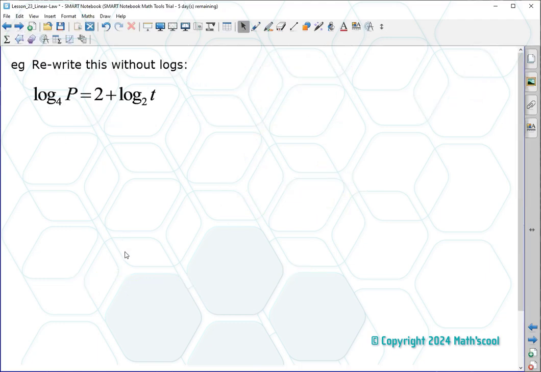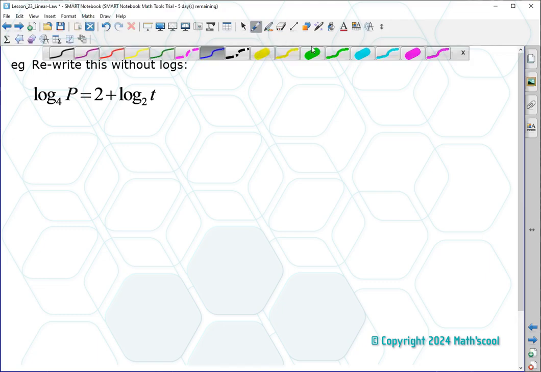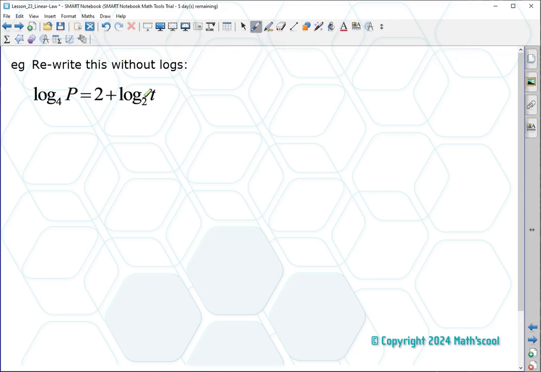Okay, what's the problem here? I'm going to ask you to do the same thing as we did on the last one. Collect the log terms together, squash them into a single log, and then rewrite it exponentially. But what's the issue? Can you foresee that we're going to have a bit of a problem here? Yeah, there's a log base 4 next to the P and a log base 2 next to the T. That's going to cause a problem. Is there a way we can change this one to make it the same base as the other one?